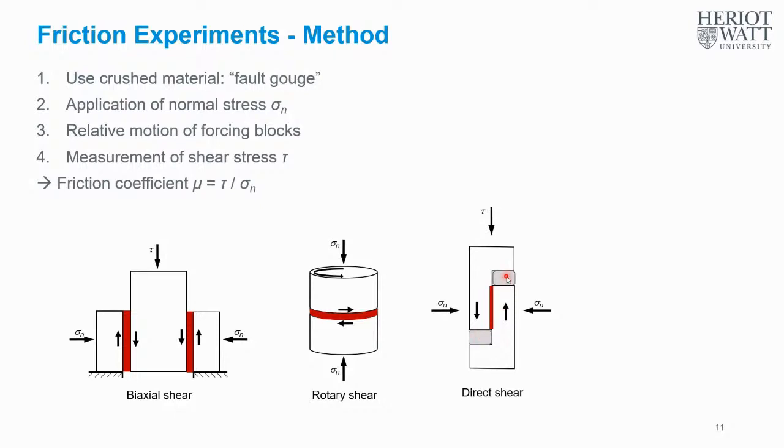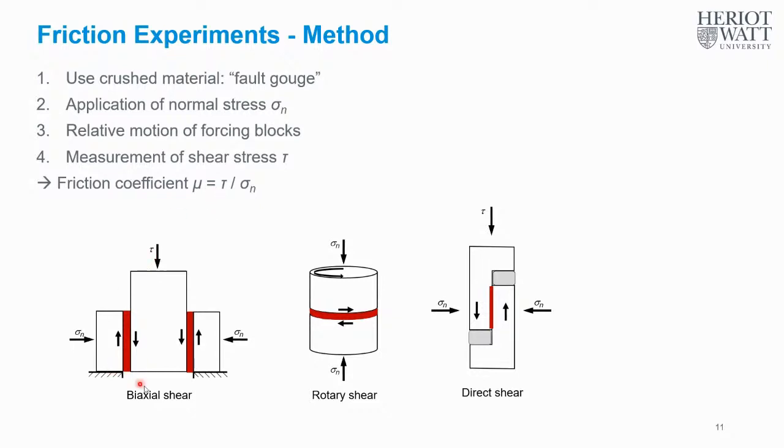The stress that is needed to cause this deformation, the shear stress that is measured, in the rotary shear configuration is derived from the measured torque. Once we know the shear stress, if we divide it by the normal stress that was applied, we get a quantity known as the friction coefficient, written as mu, which is basically the strength of the fault gouge.